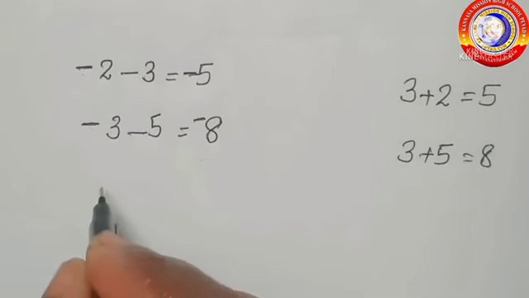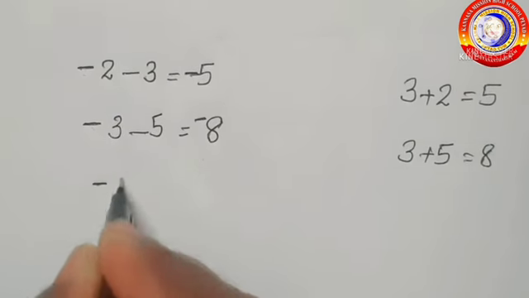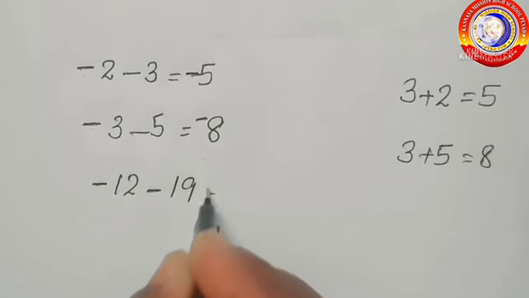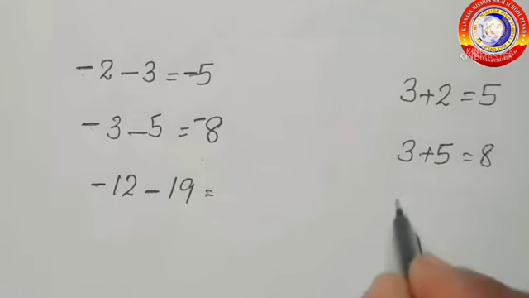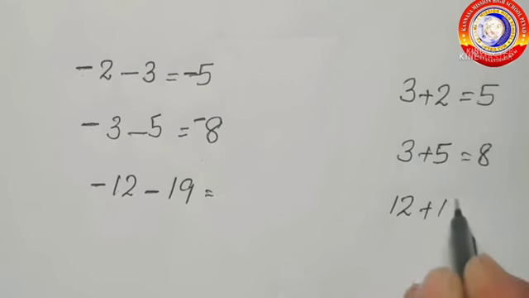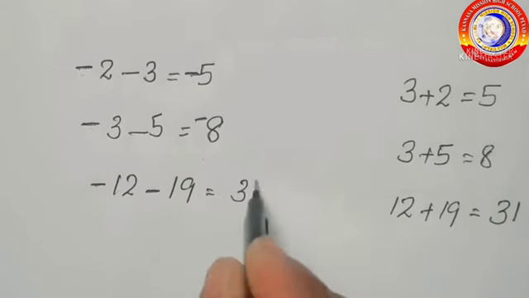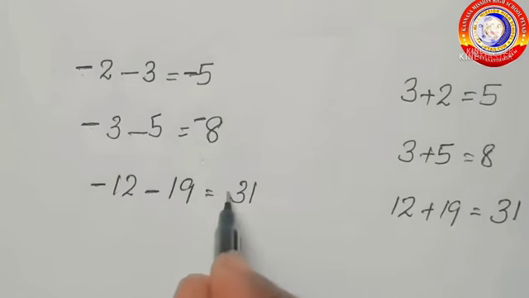And minus 12 minus 19. Here also we add the numbers, then put the sign. 12 plus 19 is 31. Then we put the minus sign. So minus 12 minus 19 is equal to minus 31.